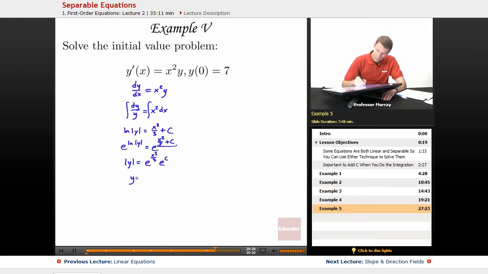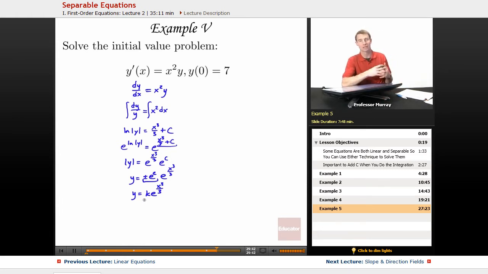And so y is equal to plus or minus e to a constant, think of that as a single constant, times e to the x cubed over 3. And so if I think of that as a single constant, I'm going to write that as k times e to the x cubed over 3, because e to a constant is still a constant, and plus or minus a constant is still a constant. So I've got y equals k e to the x cubed over 3. Now that's the general solution to my differential equation.